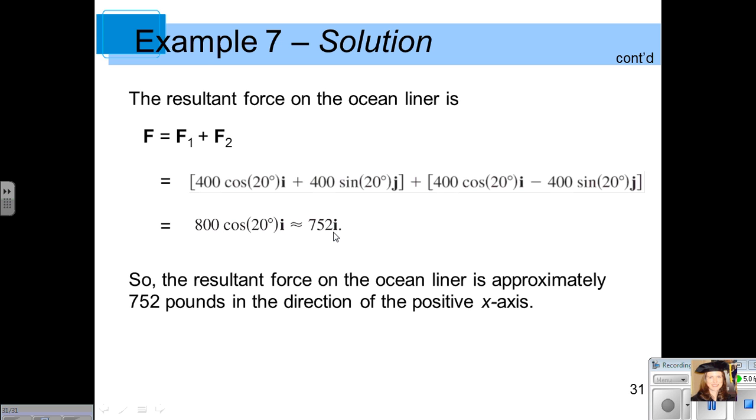What that means, the resultant force is approximately 752 pounds in the direction of the positive x-axis. Even though each tugboat is pushing with 400 pounds of force, the result is actually 752 pounds in the direction of the positive x-axis.